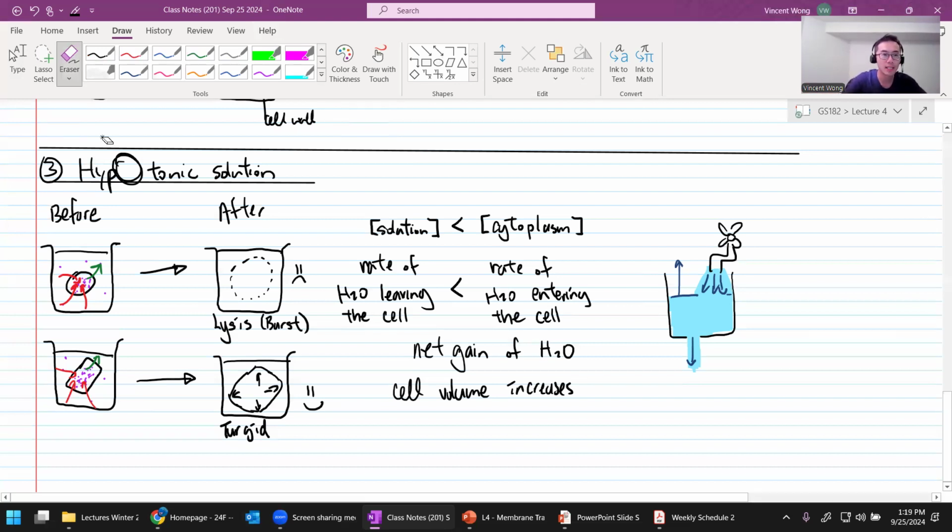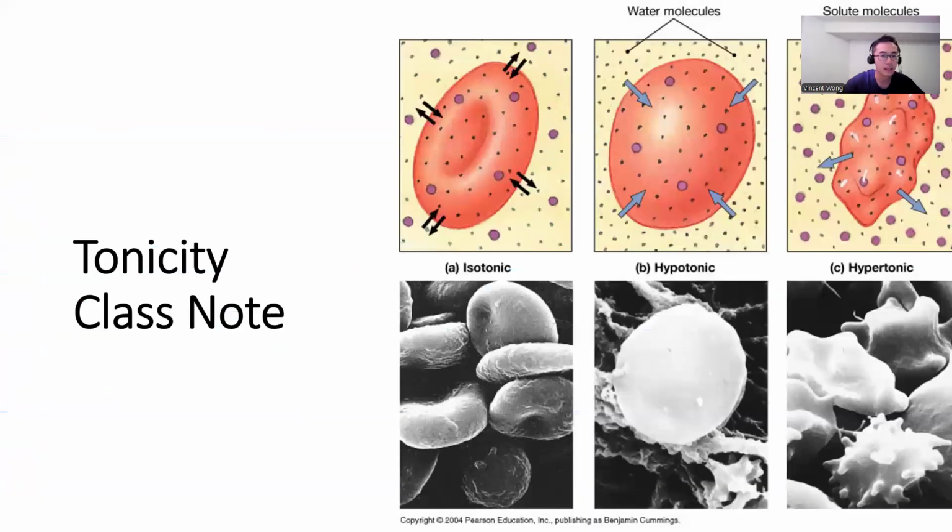So the reason I put a big O here for hypo is for you to remember: when you see hypo for the solution, the cell swells up. It gets really, really big. If it's an animal cell, it's going to pop. If it's a plant cell, it's going to be okay. That's pretty much it. Let's take a look at this picture here.